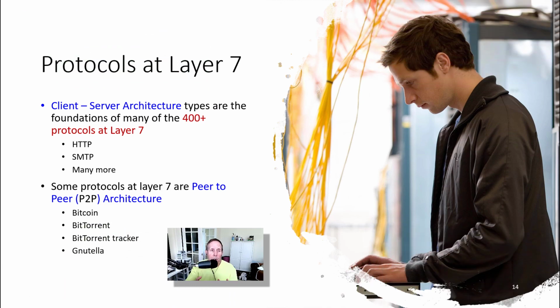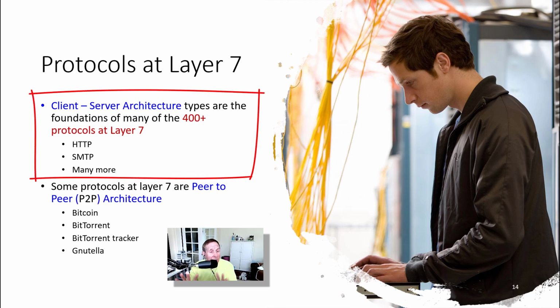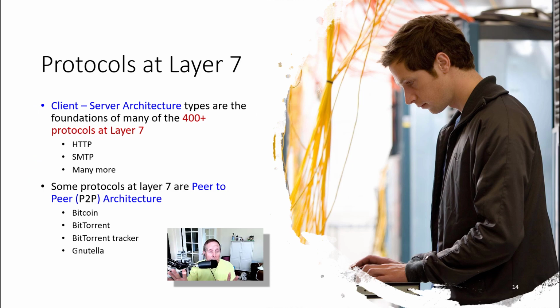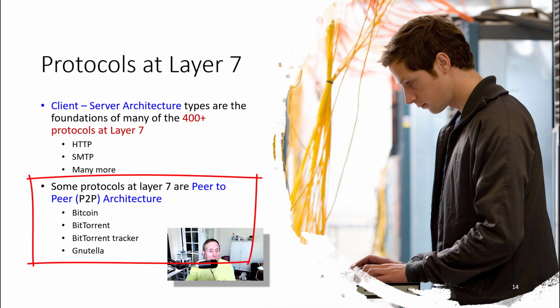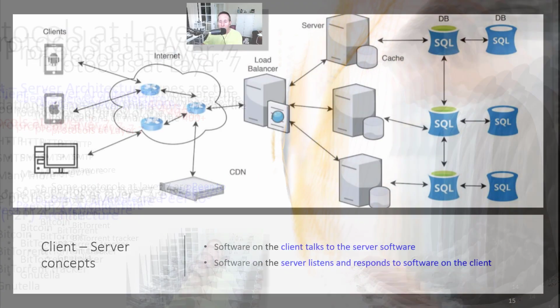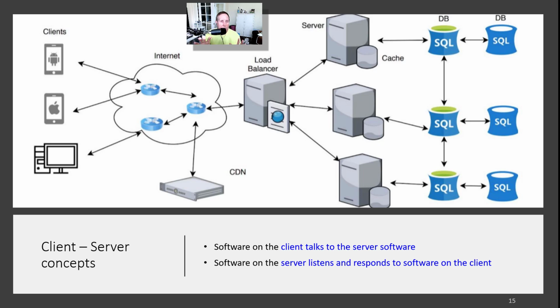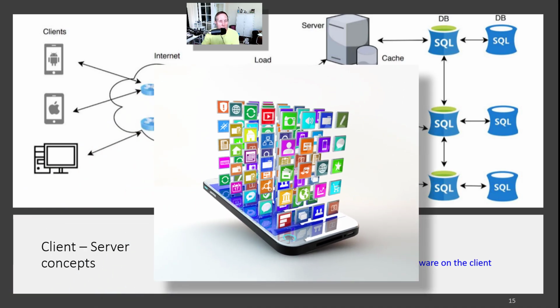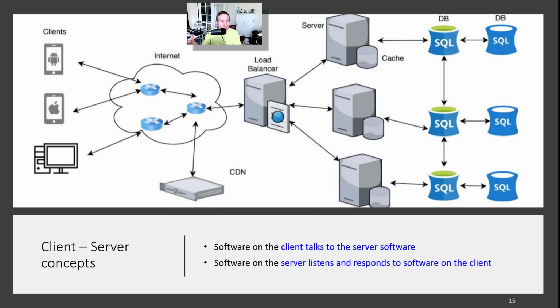As we look at protocols at layer 7, we can kind of break them down into two broad categories. Client-server architecture, and these are where the lion's share of layer 7 protocols exist: HTTP, HTTPS, SMTP, and many more. Another broad category is peer-to-peer architecture, or P2P: Bitcoin, BitTorrent, BitTorrent Tracker. All of those fall into that category of peer-to-peer architecture. Remember, the client-server architecture is very popular. If you have an Android phone or an iOS phone, you're using client-server every day. Every app you load is a client, and it's talking to some kind of cloud service.